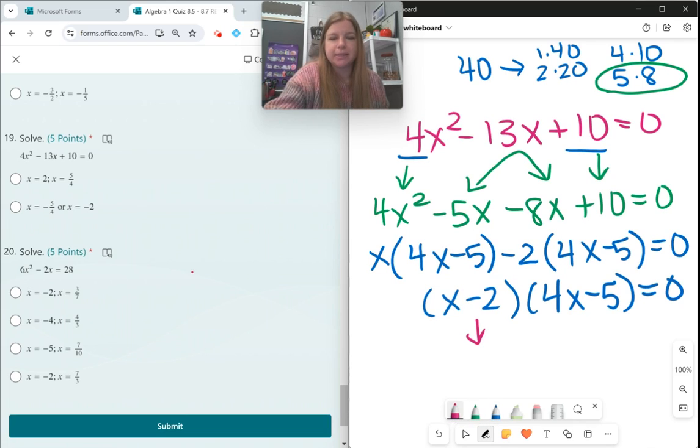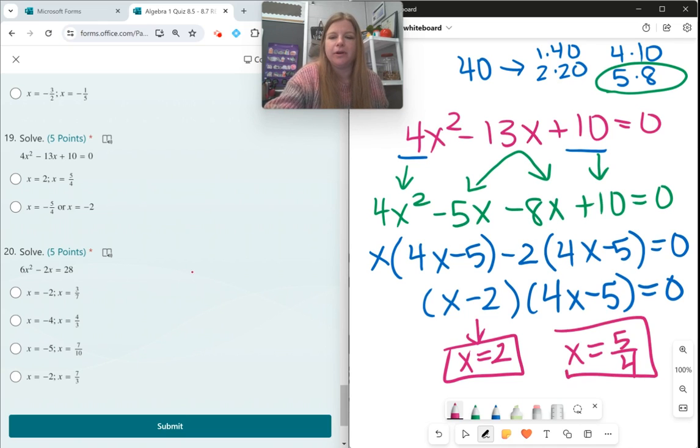What happens when you set x minus 2 equal to 0? You get 2. What happens when you set 4x minus 5 equal to 0? Well, I would add 5 on both sides and then divide by 4. So it's positive 5 over 4.